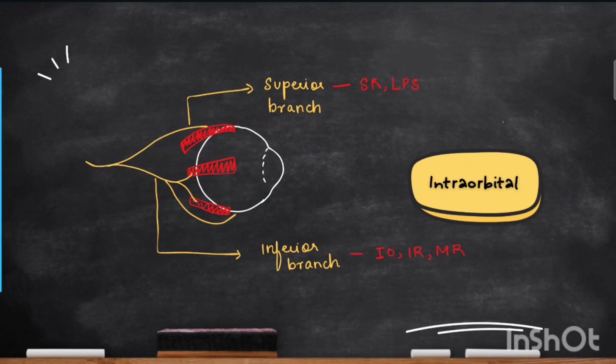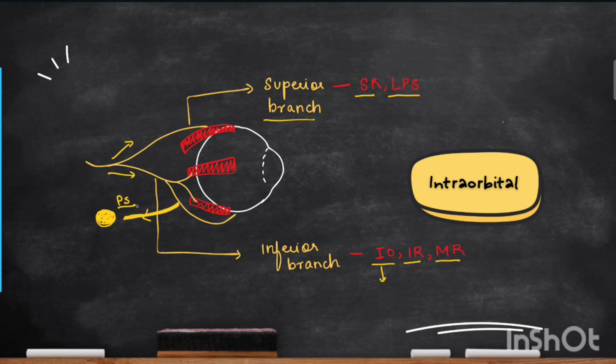Now, as the nerve traverses the cavernous sinus, it enters the orbit. So now we're discussing the intraorbital course of the third cranial nerve. Upon entering the orbit, it divides into two branches, the superior branch and the inferior branch. The superior branch supplies the superior rectus and then terminates by supplying the levator palpebrae superioris. The inferior branch supplies the inferior oblique, inferior rectus, and medial rectus.